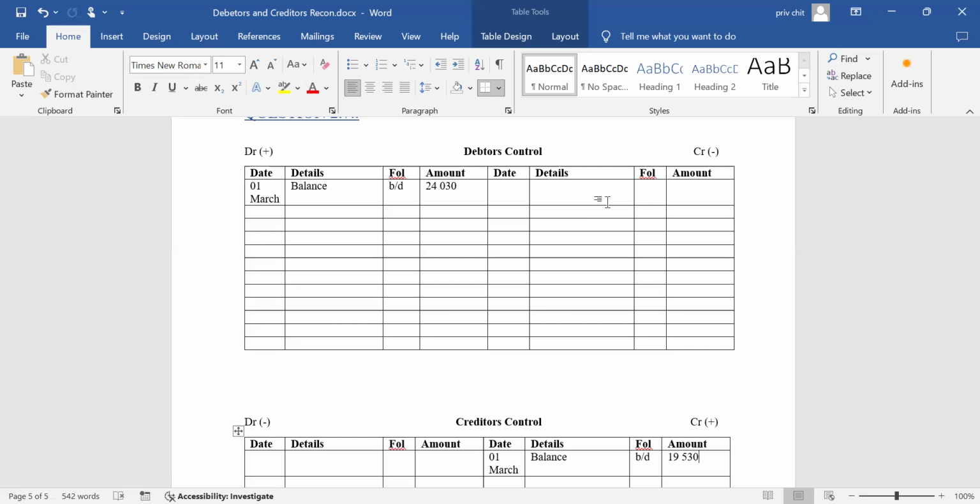So the key word is credit, credit, credit, credit. Anything to do with a cash sale doesn't affect your debtors control or creditors control. Anything to do with the cash purchases of merchandise or cash purchases of stock doesn't affect the debtors control, and it doesn't affect the creditors control. Are we together, guys?